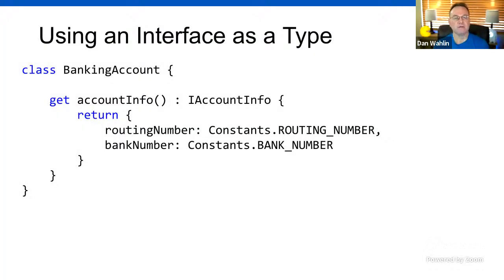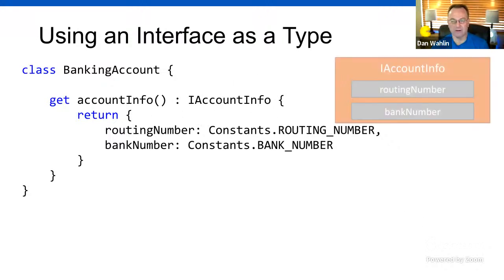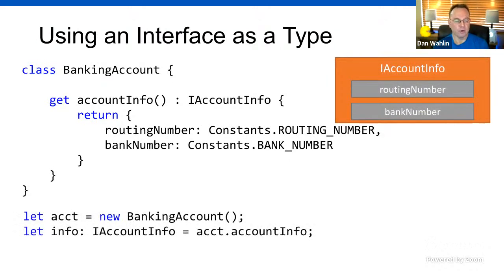So here'd be an example of doing that. Let's say that we kind of decorate this, if you will. We add a type here to account info. And we say, this is of type account info. Now, if we knew that account info looks like this, that it has a routing number and a bank number, well, now when you fire up a new banking account and you call account.accountInfo, you know it's going to be whatever this contract defines. So you know it's a routing number and a bank number. And now you're going to get great IntelliSense.